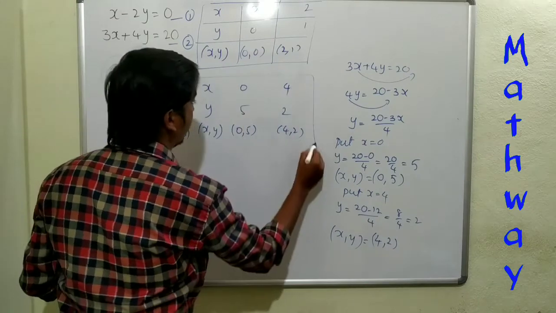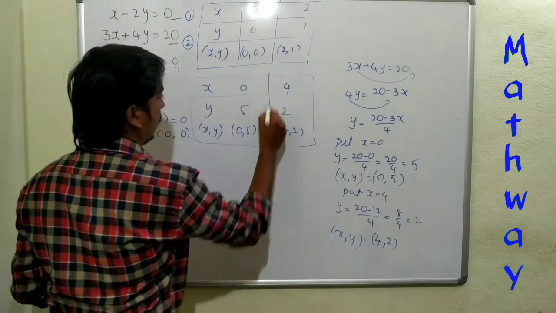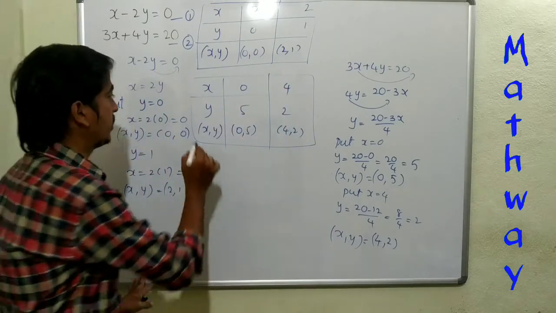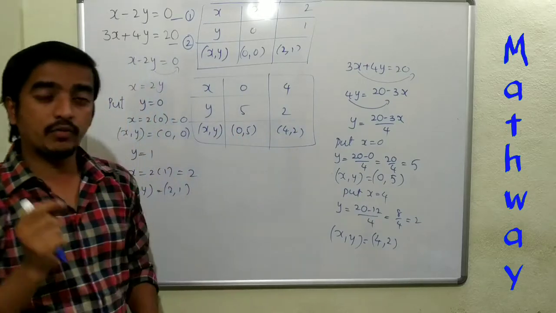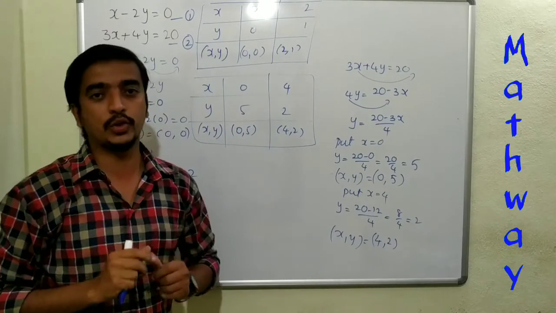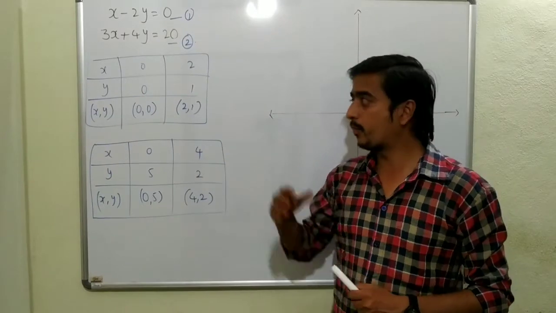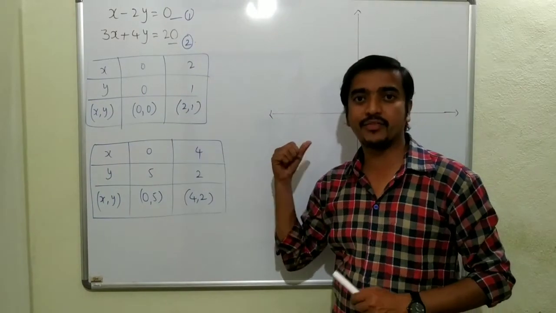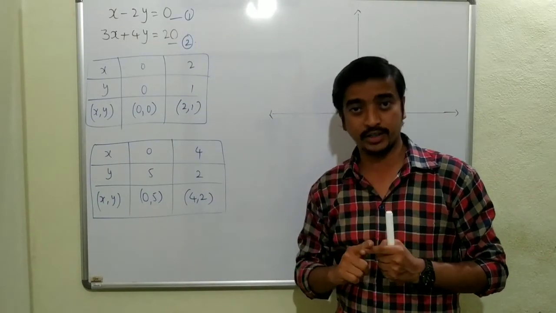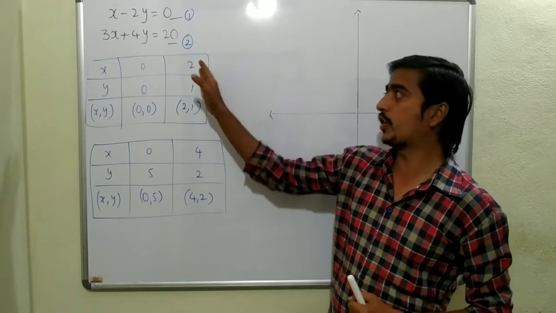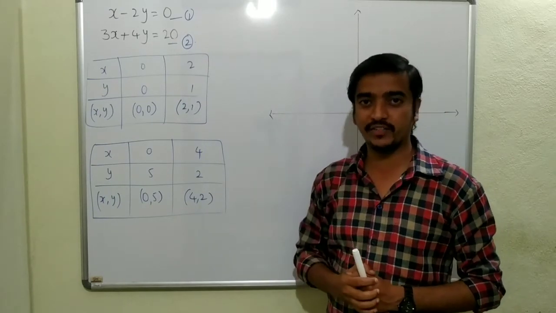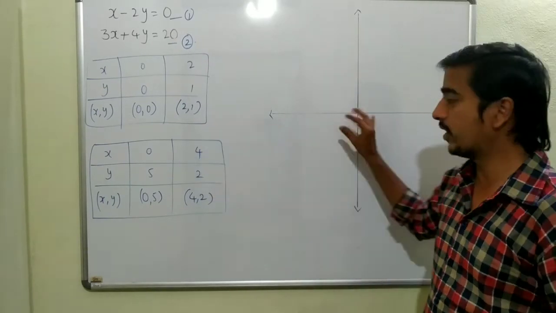So let us arrange these points on the graph. Then they will intersect, and let us see at what point they will intersect. That is the only solution. Now plot these points on the graph. Then the lines will intersect at a point. That point is the only solution of the given pair of linear equations. So let us plot these points on the graph.